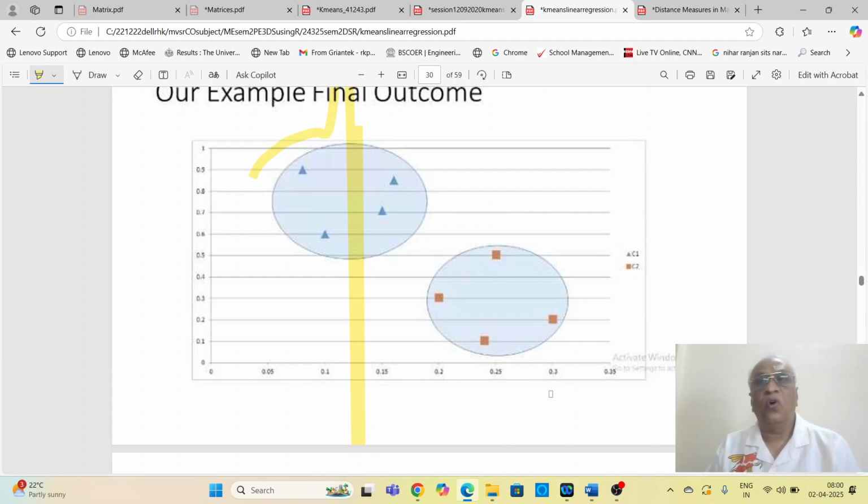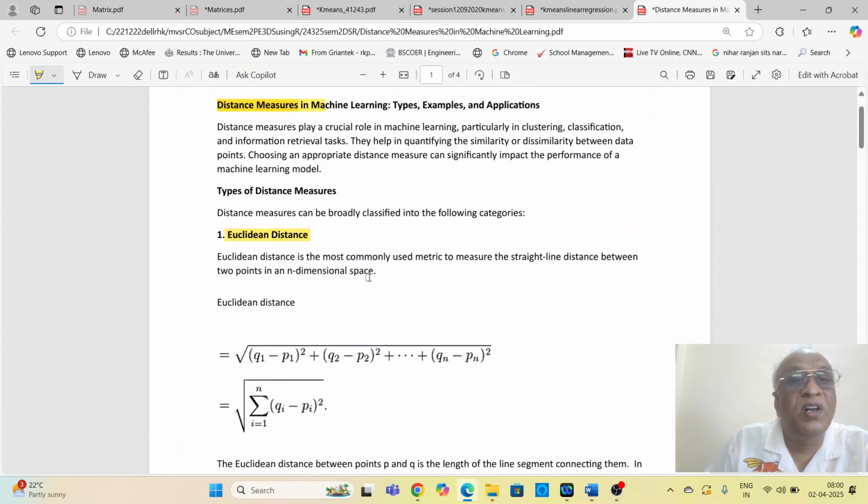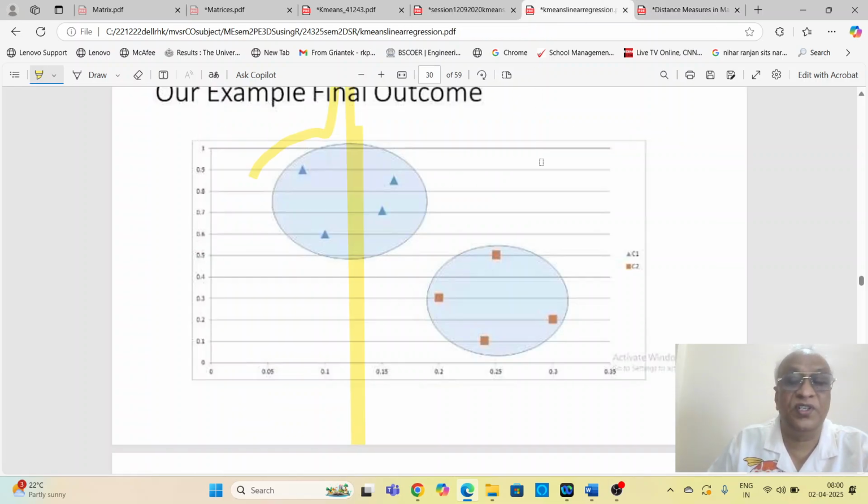Okay, so what we did was, our objective was to understand distance measures, and there are many distance measures, but we understood through the Euclidean distance application in K-means clustering, right?